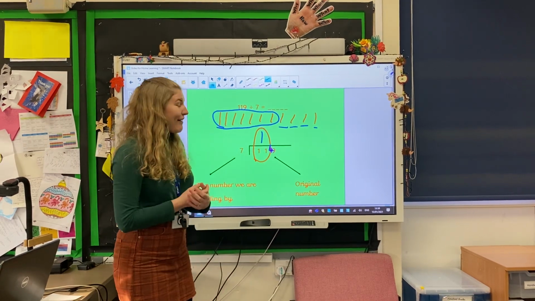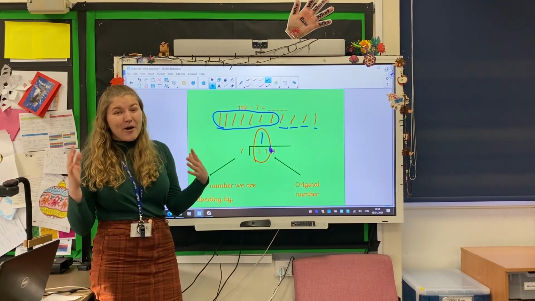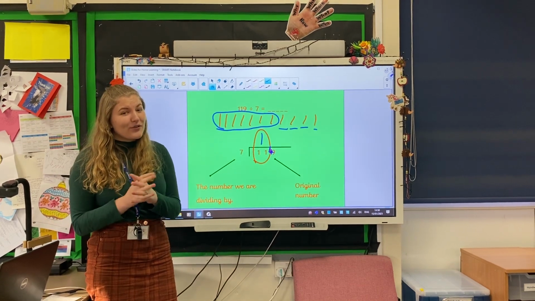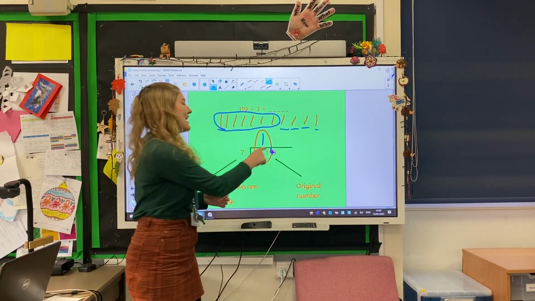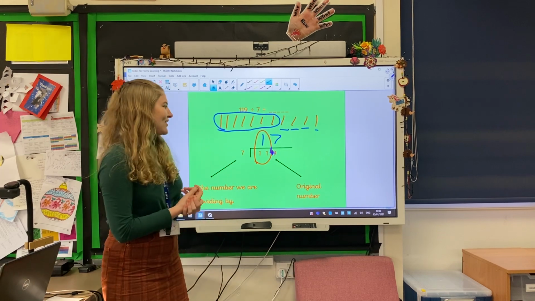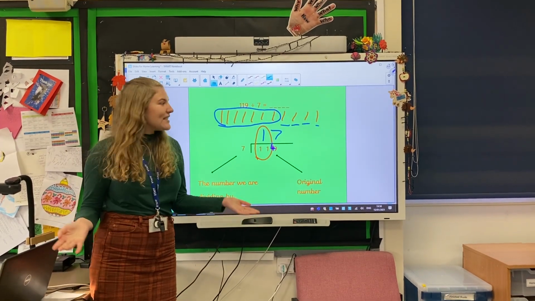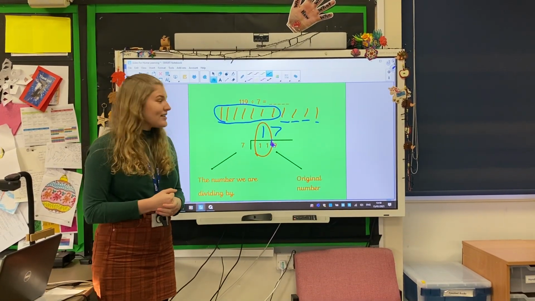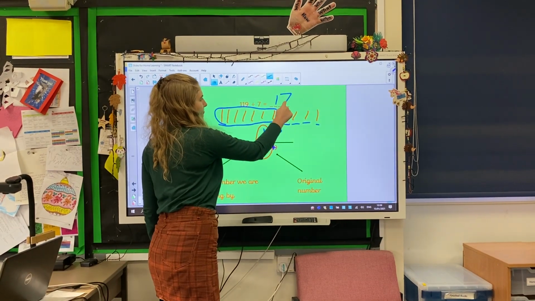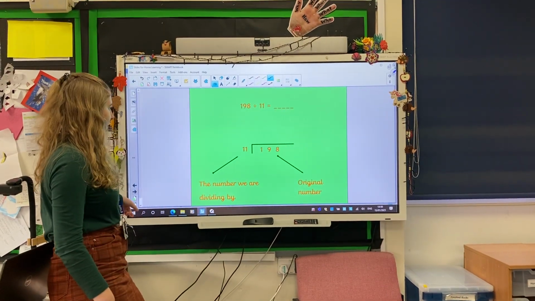49. Okay. Now I'm sure lots of you can tell me how many 7s go into 49, because that's one of the ones we do loads of. And that is 7 7s in 49. So the answer to 119 divided by 7 is 17. There we go.